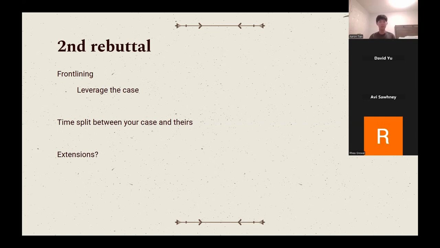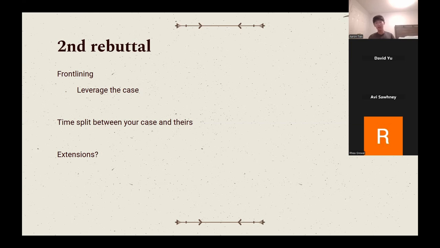The next thing is time split between your case and theirs. In general, I don't think anything over 1 minute and 30 seconds of frontlining is necessary or good. And that's why, especially in second rebuttal, if you're giving the second rebuttal, it's very hard and you shouldn't go into that thinking that you'll be able to frontline everything.